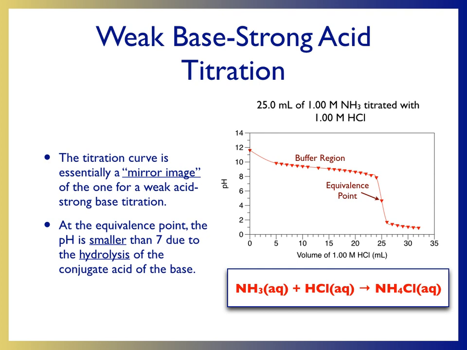In this type of titration, you could use bromocresol green to detect the equivalence point, but you can also use another indicator, methyl red, which changes color in about the same region.